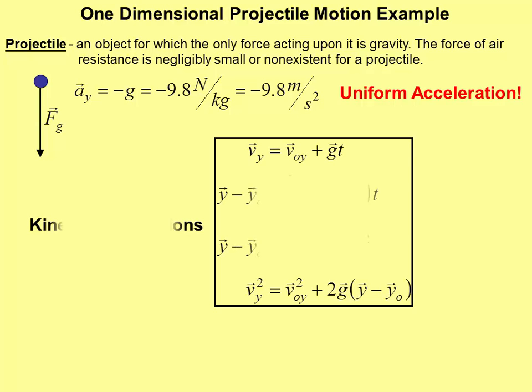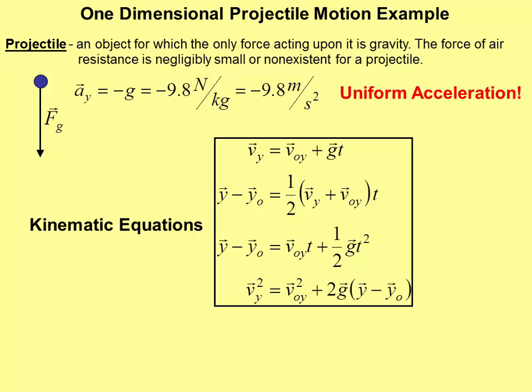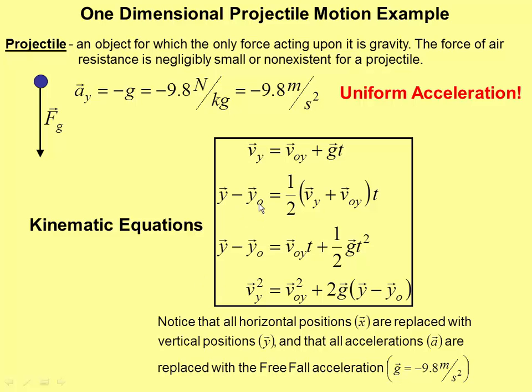Since it is a uniform acceleration, we can apply the kinematic equations. Now I am using these with slight variations. I've changed the horizontal position x's to vertical position y's. I've changed the a's, which is a generic acceleration, to our specific free fall acceleration, negative 9.8 meters per second squared. And I've added these y's to our velocities so that we remember that this is vertical motion, to distinguish it from two-dimensional projectile motion that we will do in a few days.